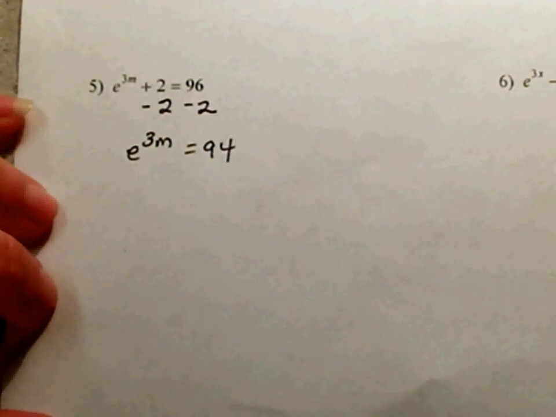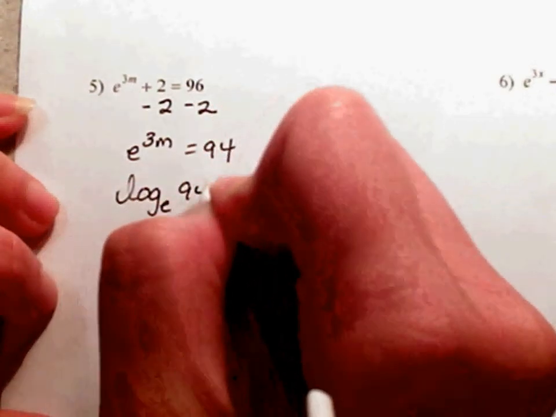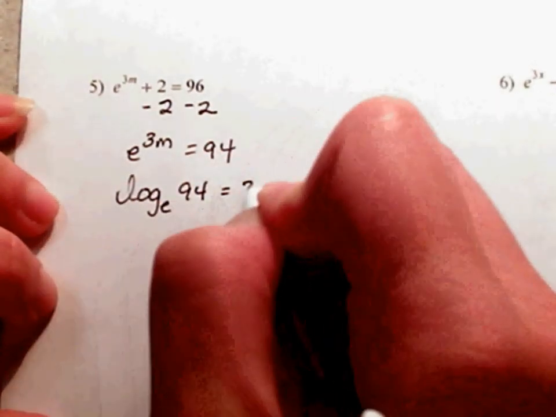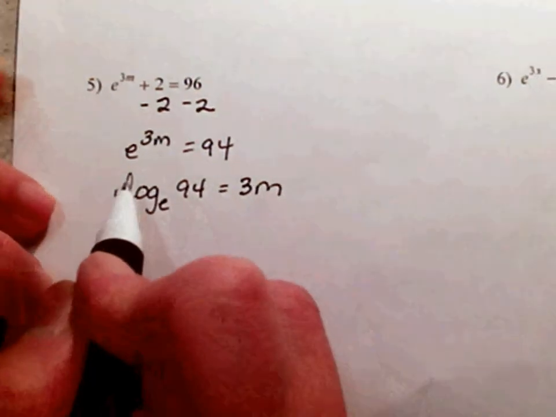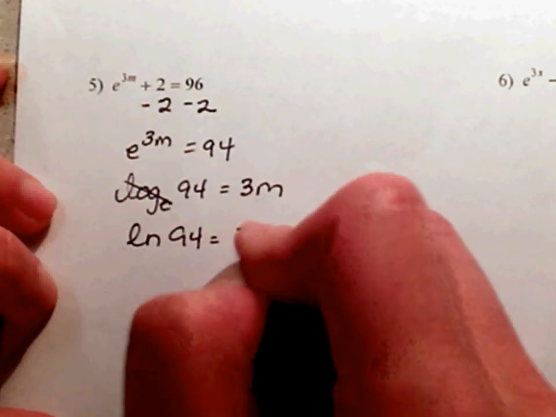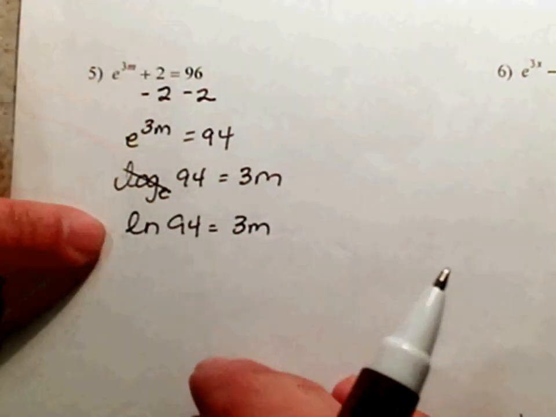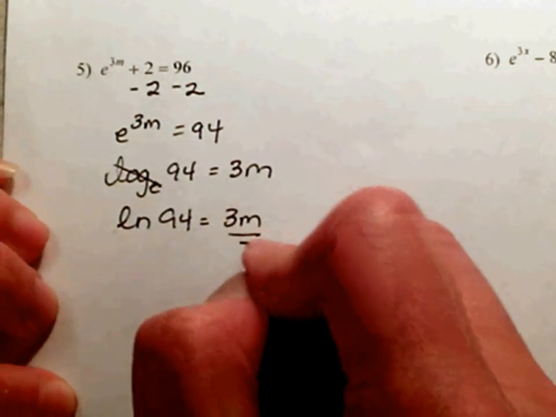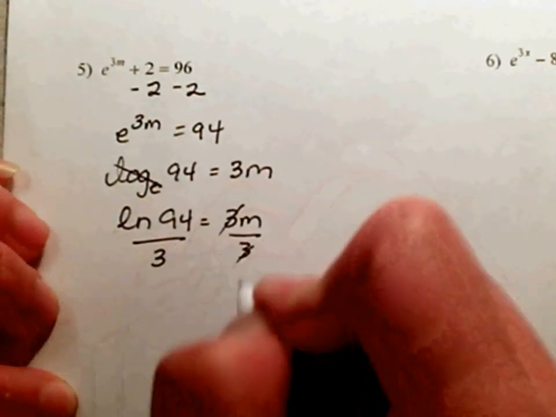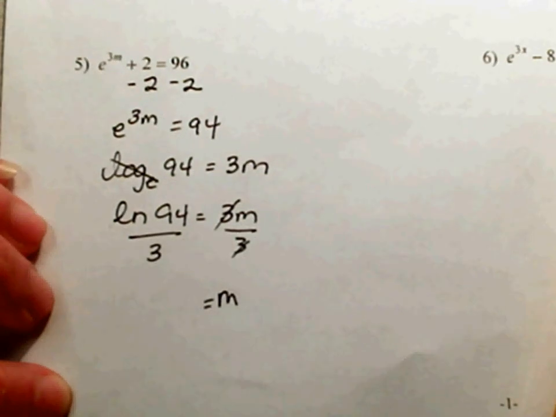So log base e of 94 is equal to 3m. Now, log base e is the same thing as natural log of 94 is equal to 3m. Do you see that right there? Some of you can go from here to here. Solve for m, divide by 3. So m is equal to, use your calculator, natural log of 94 in parentheses divided by 3. That gives you 1.5144. Okay?